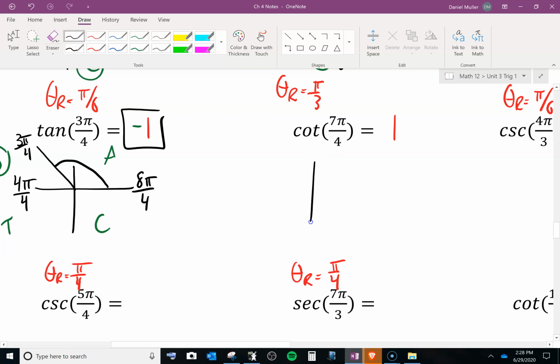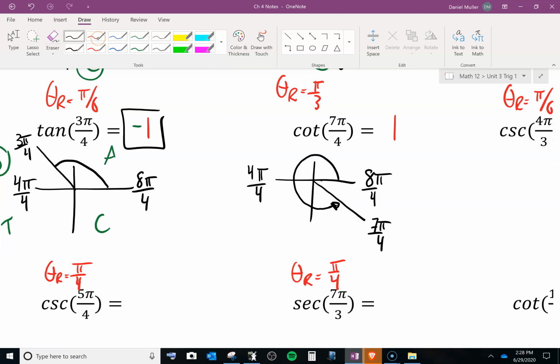And then I can look here. I've got 7 pi over 4. So this is going to be pi, which I'll make 4 pi over 4. That still makes it pi. And this will be 8 pi over 4. That'll still be 2 pi. And I'm going around, I'm at 7 pi over 4. So I'm going to stop just short of 8. And I'll be at 7 pi over 4. That's where I am. And my reference angle is pi over 4.